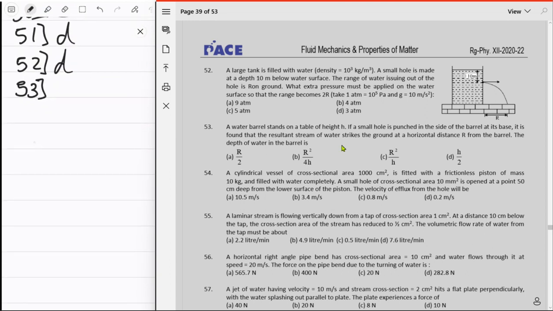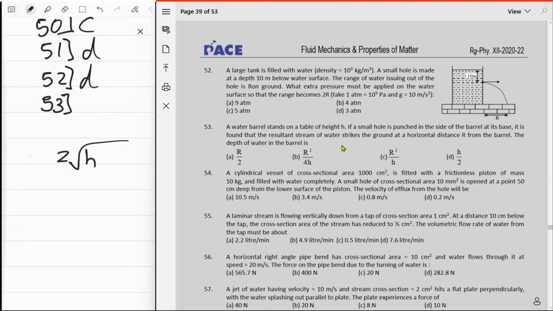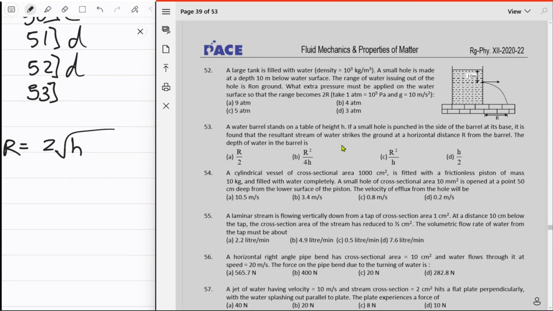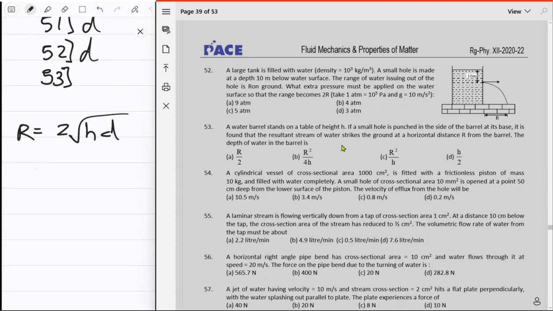So pretty much what that was. Our range is just 2 square root of h times the depth of the barrel. Say it's d. Sure, it has to be the thing. Okay, so let's figure out what d is. It's just r squared upon 4h. Is it even necessary to write down? It is b. Next question.